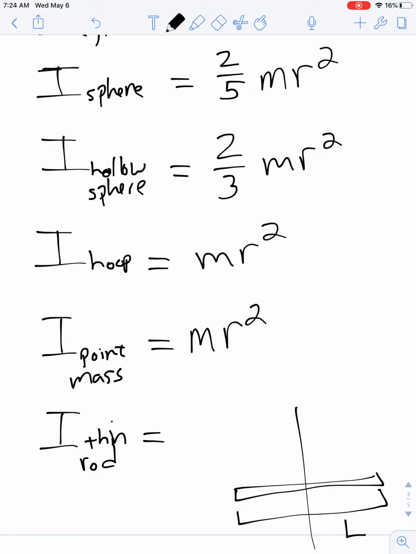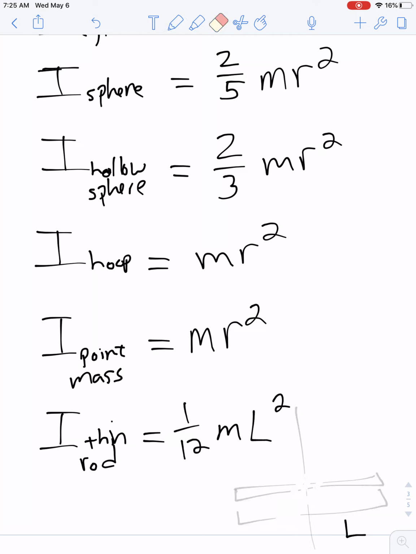And for a thin rod about its center, this is actually pretty easy to rotate, so the inertia is pretty low. So it's got the lowest coefficient out in front of all of them instead of 1/3 or 2/3 or 2/5 or 1/2. It is actually 1/12. So for the thin rod, we have 1/12 ml squared.